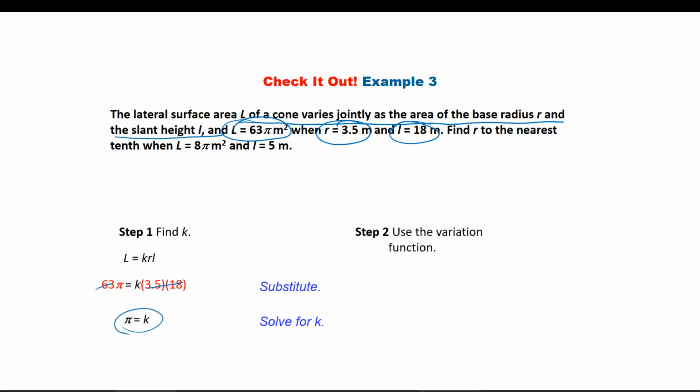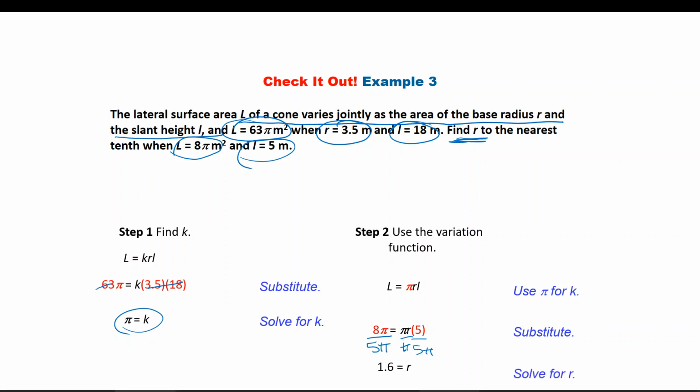So now we have to use the variation function. Remember, the first thing we're going to do is use pi in place of k, and they're going to give us all the other variables that we need except the one that we're supposed to find. So we're supposed to find r, so they're going to give us an L, and they're going to give us the little l. So filling everything in and solving for r, we divide both sides by 5 pi, and we end up with r equals 1.6.